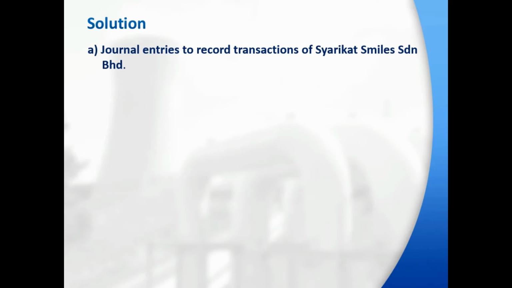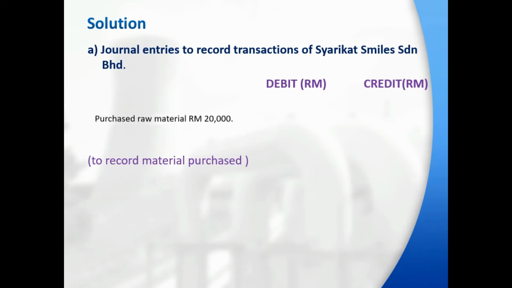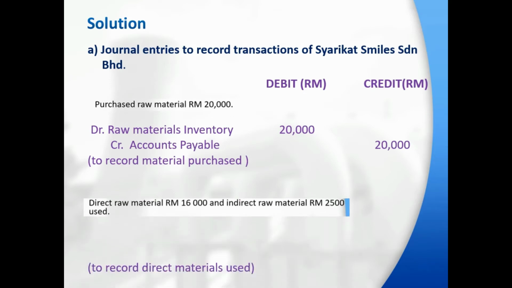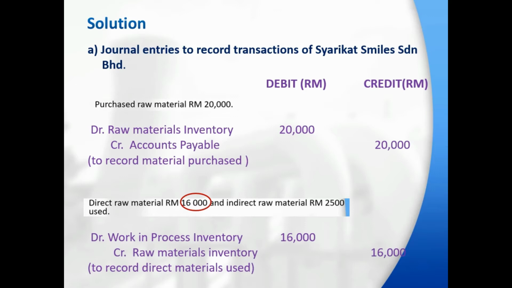A. Journal entries to record transactions of Smiles Sdn Bhd. To record material purchase, refer to equation. Purchase raw materials 20,000. So, debit raw materials inventory 20,000 and credit accounts payable 20,000. To record direct material use, refer to equation. Direct raw materials 16,000 used. So, debit work in process inventory 16,000 and credit raw materials inventory 16,000.